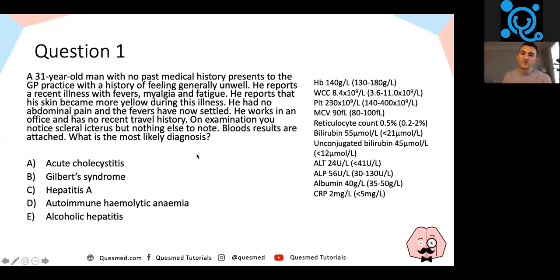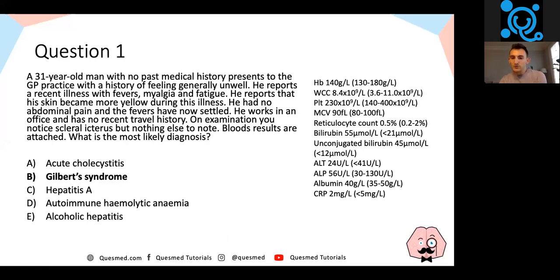Excellent. So most people went for B, 38% of people went for B. A few people thought C, a few people thought A, and then a couple of people thought D and E. But B was the most chosen, and B was the answer. So this is a young man who has a very brief self-limiting illness, and then he became jaundiced during his illness. And if you look at his blood results, you can see that he's got a raised bilirubin, which we already know because we know he's jaundiced.